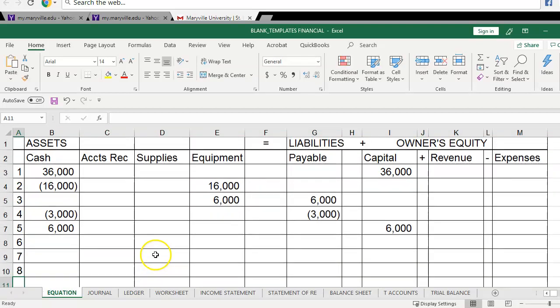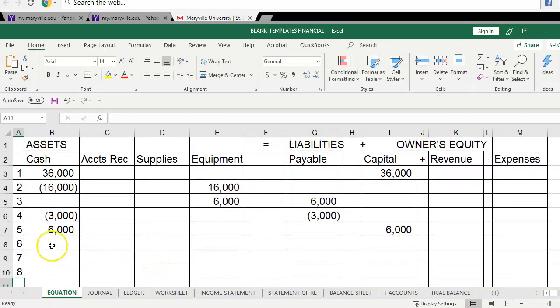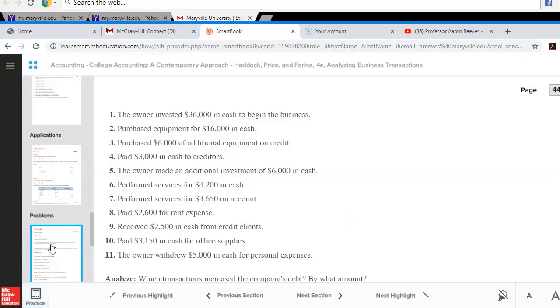Then I want to get to some totals. I want to make sure that I can see all of these different categories. But number six, now we perform services for $4,200 in cash. Whenever you perform a service, that is known as earning revenue.